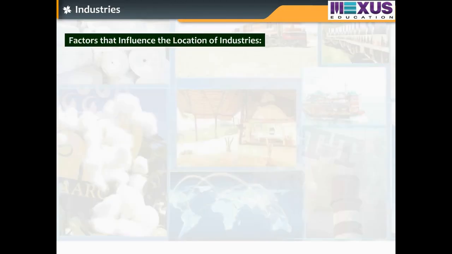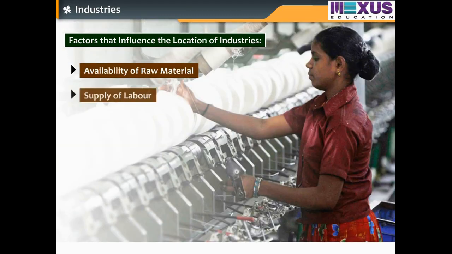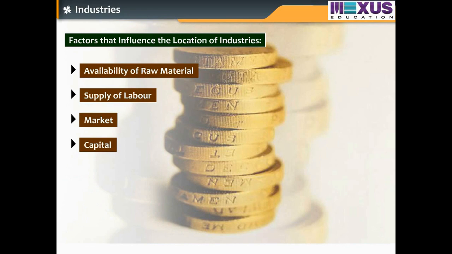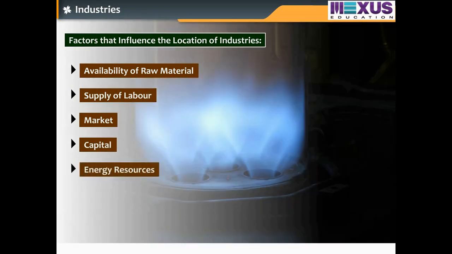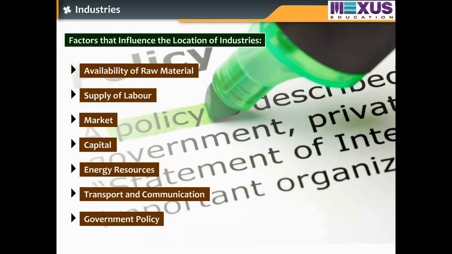Factors that influence the location of industries include availability of raw material, supply of labor, market, capital, energy resources, transport and communication, and government policy.